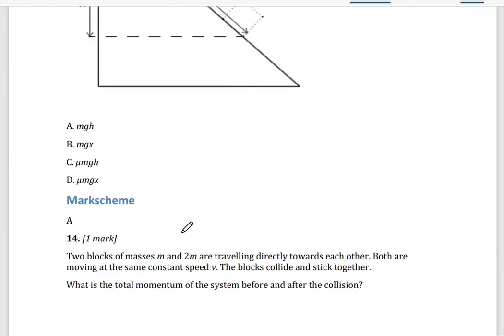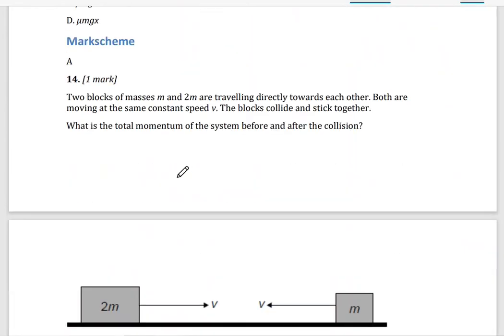Now this question 13 is easy. mg times the height h.